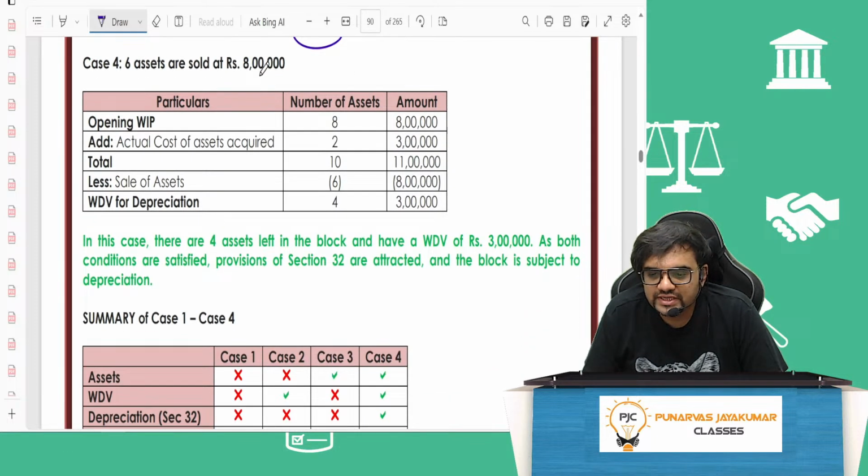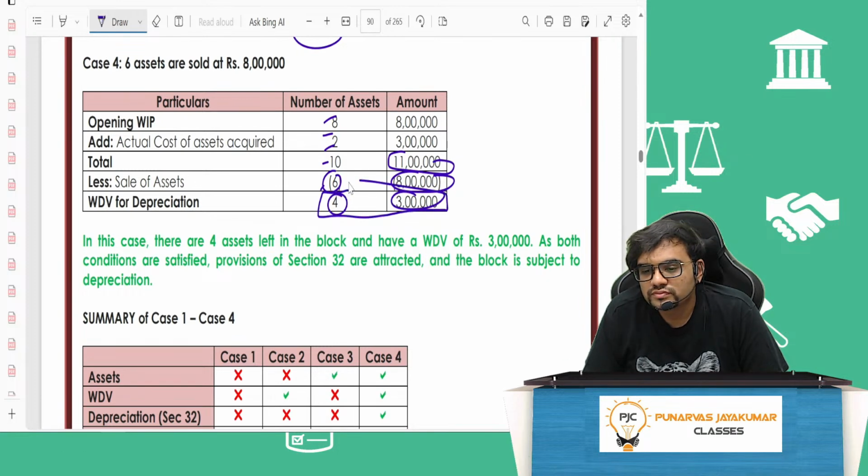Only in the final case, 10 assets out of which 6 are sold, 4 assets are remaining. Total 11 lakh of which 8 lakh is sold. So 3 lakh is remaining. Only when there is both assets and value. When assets and value both are there, only then WDV will exist.